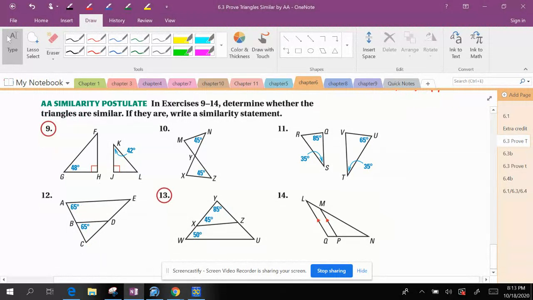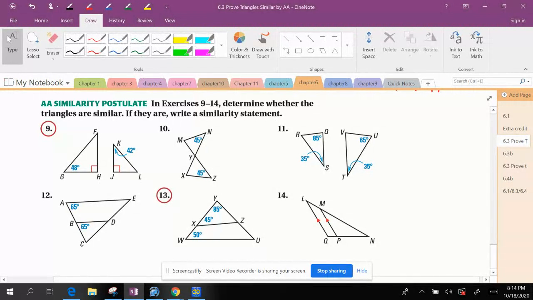All right, you guys are going to do the even numbers in this problem. I'm going to go through the odd problems with you. So I'll start, obviously, 9 is an odd number. So here I have two triangles. We have to determine if they're similar using AA, and then we have to write a similarity statement.